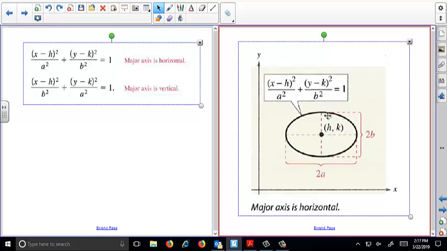So here's kind of a drawing. And what I do is, once the equation's in standard form, I draw the center, because I'll know h and k, and then I count to the right however many units it is, a units, to get this extent of the ellipse, and I go in the negative a direction and I mark that point.